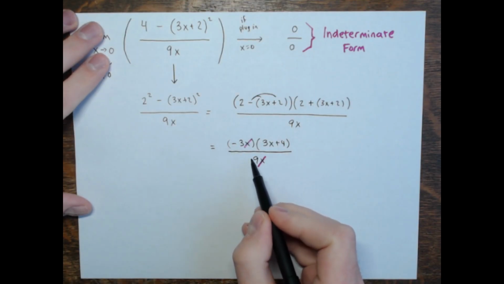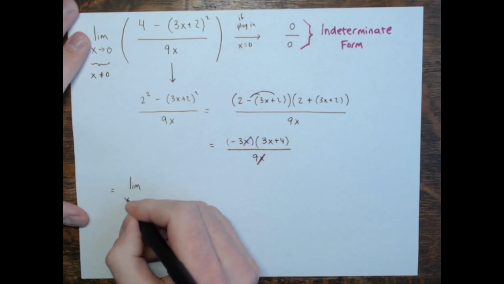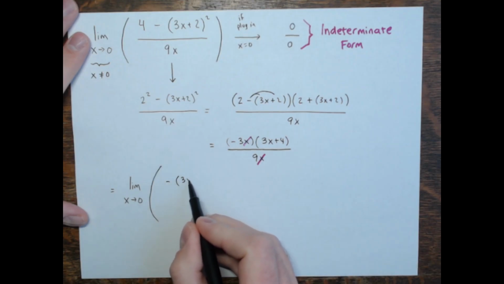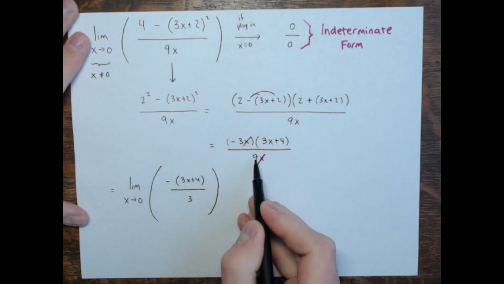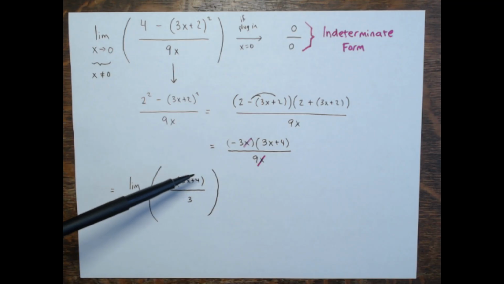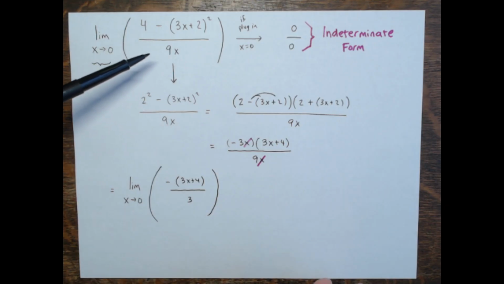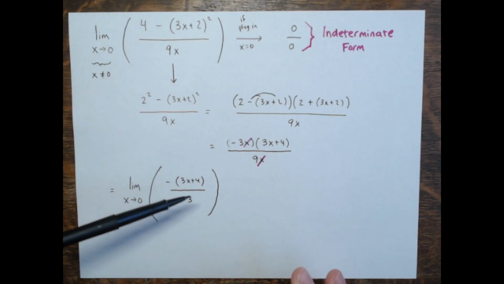And 3 goes into 9 3 times as well, so I'll simplify that. So this limit I started with is the same as this limit: the limit as x approaches 0 of negative quantity 3x plus 4 divided by 3. Again, because 3 goes into 9 3 times. The x is canceled. So again, this expression I just wrote has the same value as this initial one everywhere except at 0. When you plug 0 in up here, you get 0 divided by 0, which is bad, meaningless. But if I plug in 0 down here, I actually get a value.